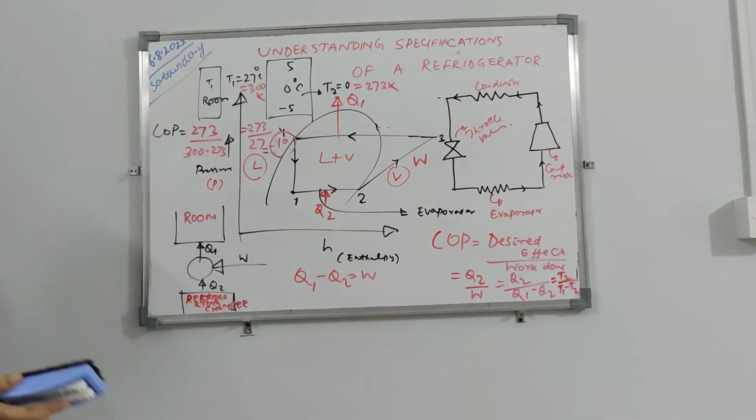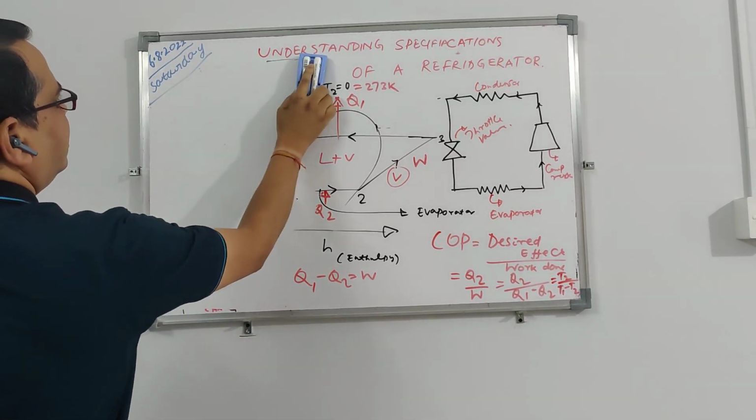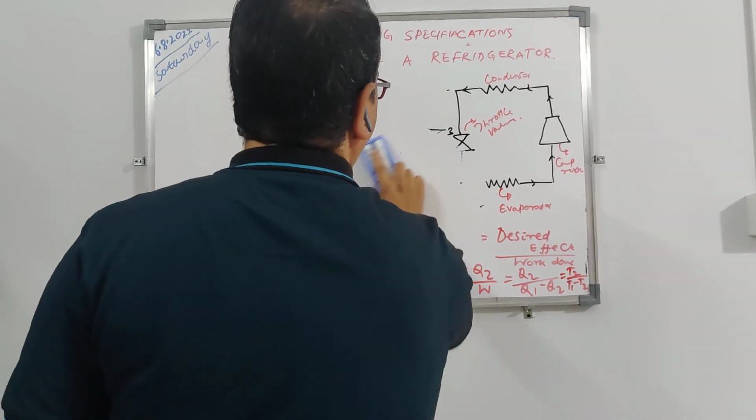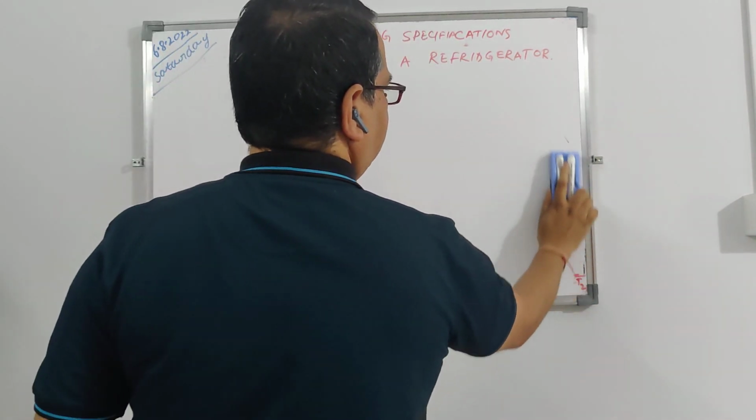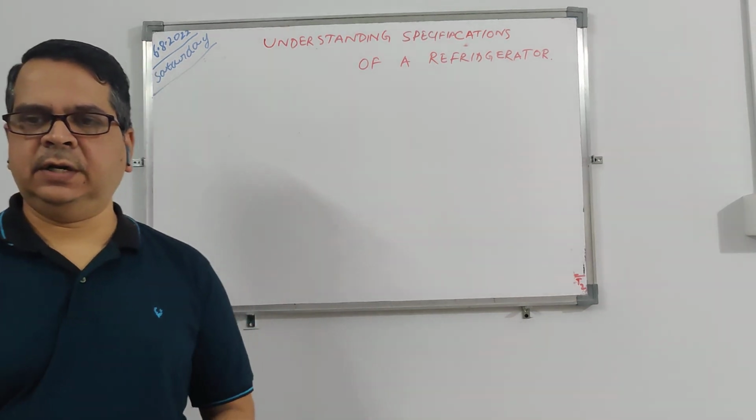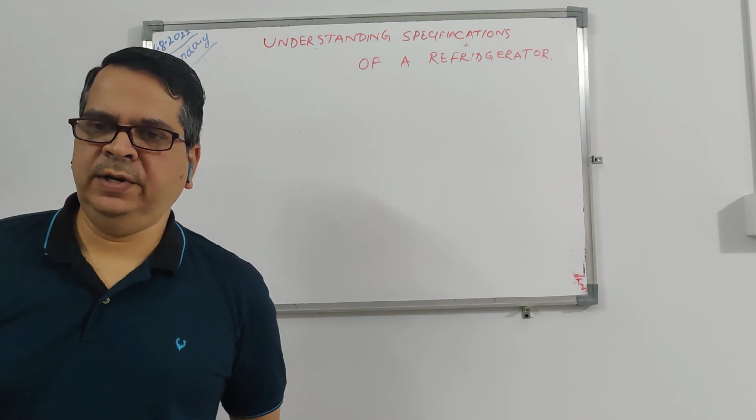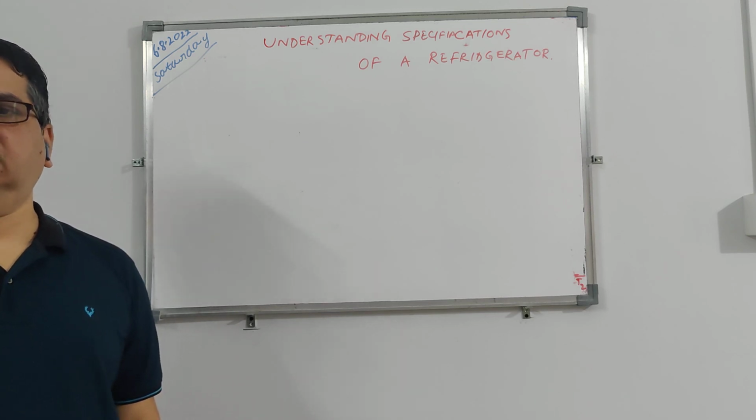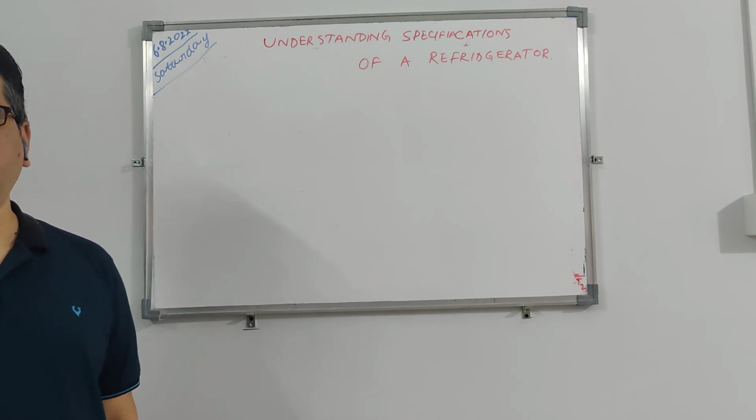Now we have discussed the typical COP of a refrigerator is 10. Now we have understood the different processes in a refrigerator. In the next session we will discuss the tonnage, how much energy, and the different specifications like voltage, current, wattage and all of a refrigerator. Okay. Thank you.